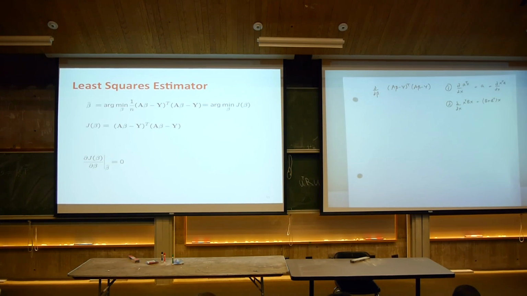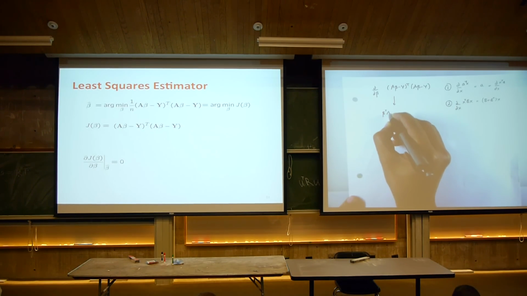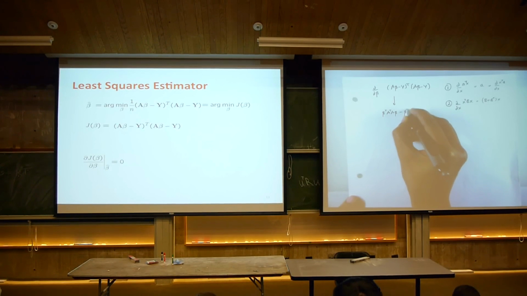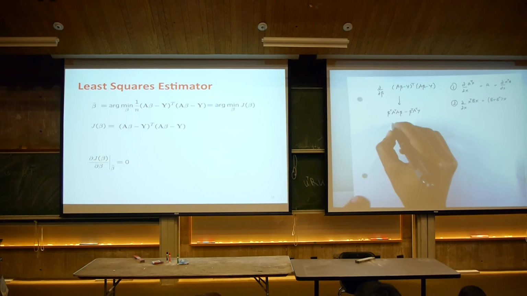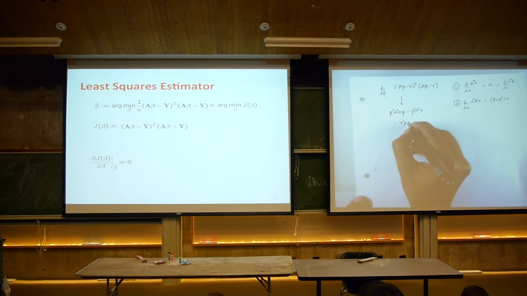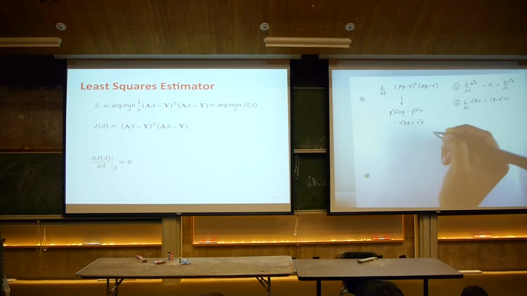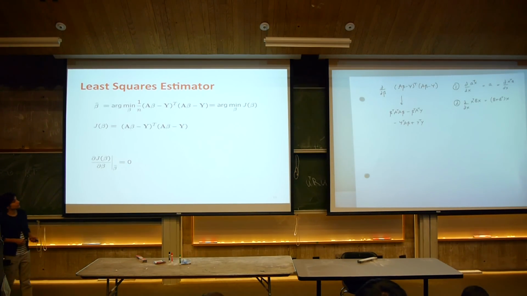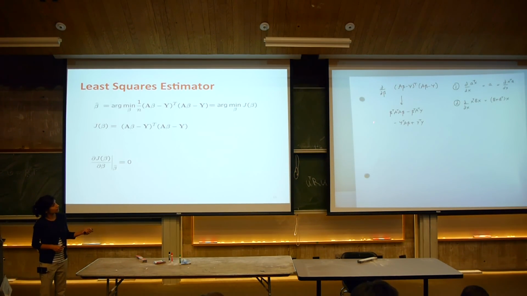All right, so what do we get? If we open this up, the quadratic term, we get beta transpose A transpose A beta, minus beta transpose A transpose y, minus y transpose A beta, and then plus y transpose y. So we are trying to take the derivative with respect to beta. What do we get for the first term?